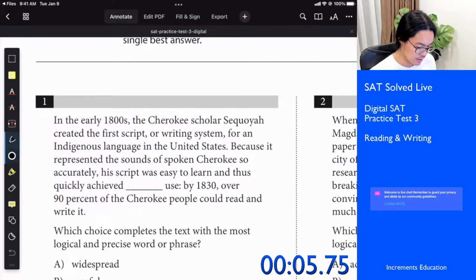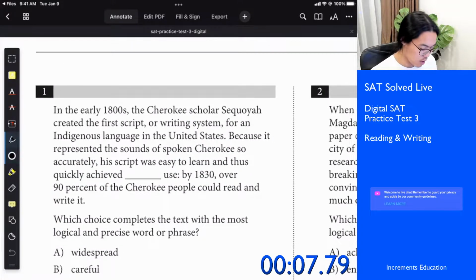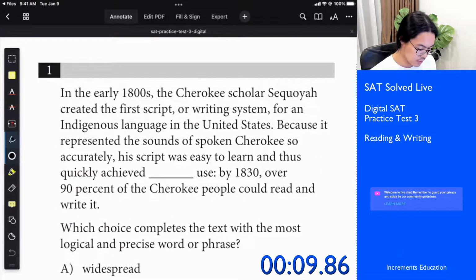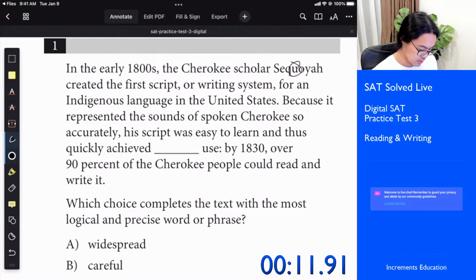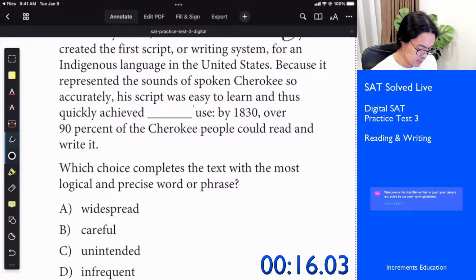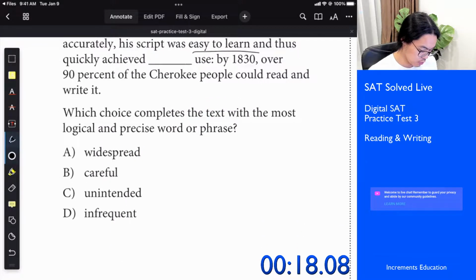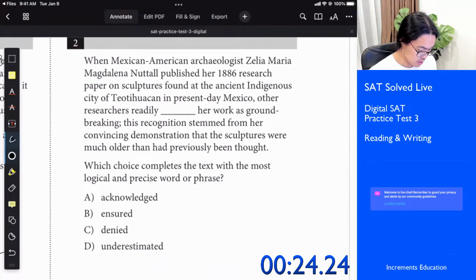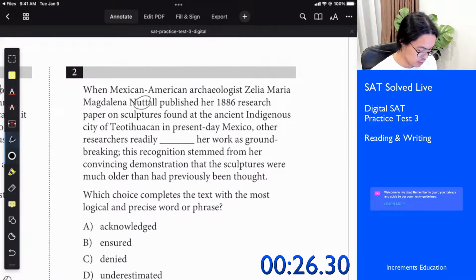Not gonna lie, it is 1:18 a.m., so I am a little tired. Sequoia. Easy to learn, thus quickly achieved widespread use. There we go. 20 seconds. I'm a little sluggish, but I think I should be pretty good.